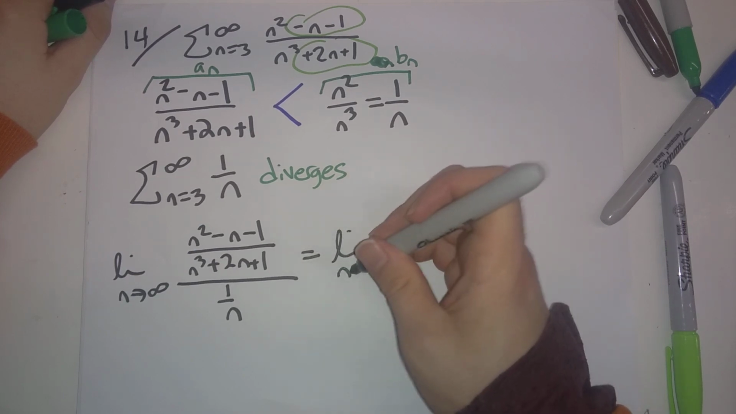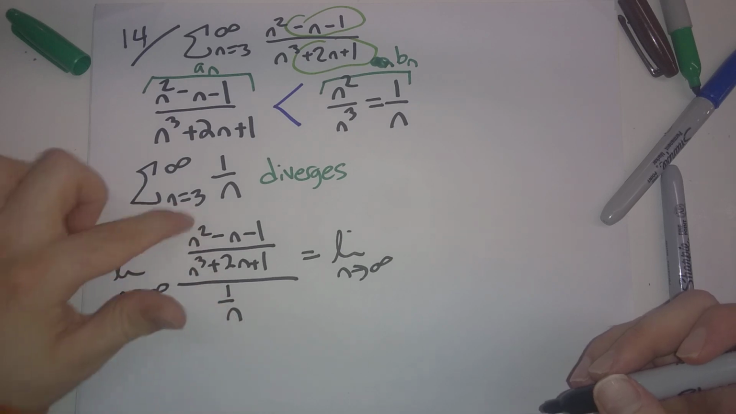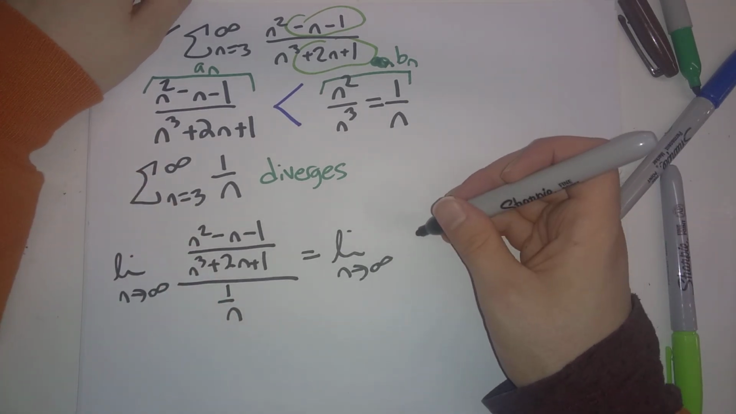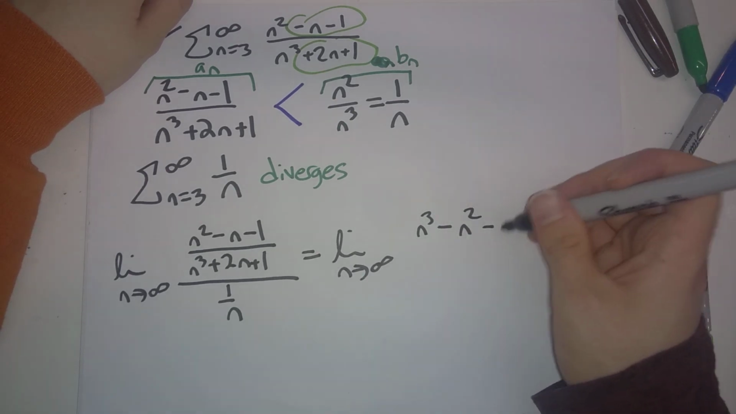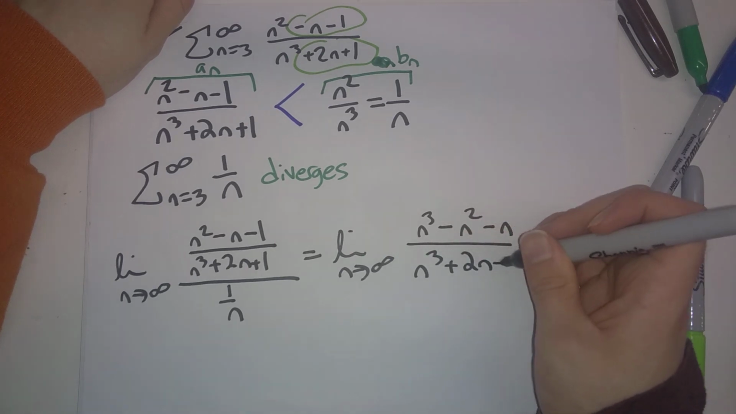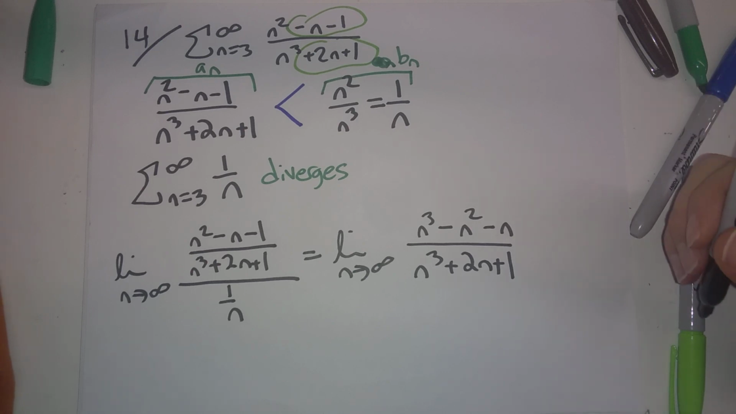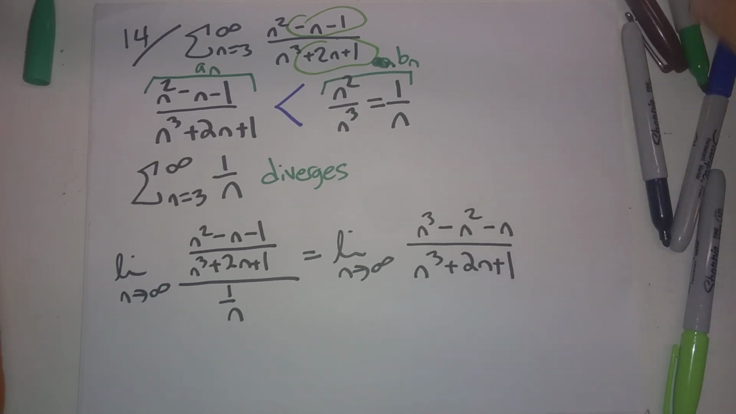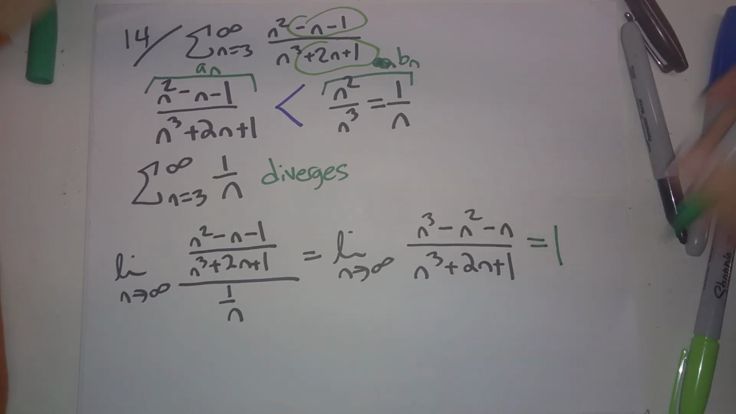So to evaluate this limit, instead of dividing by 1 over n, that's the same thing as multiplying by n in the numerator. So that would give us n cubed minus n squared minus n divided by n cubed plus 2n plus 1. Okay, so at this point we have this limit that we want to evaluate. It's not too hard to see that this limit is 1.